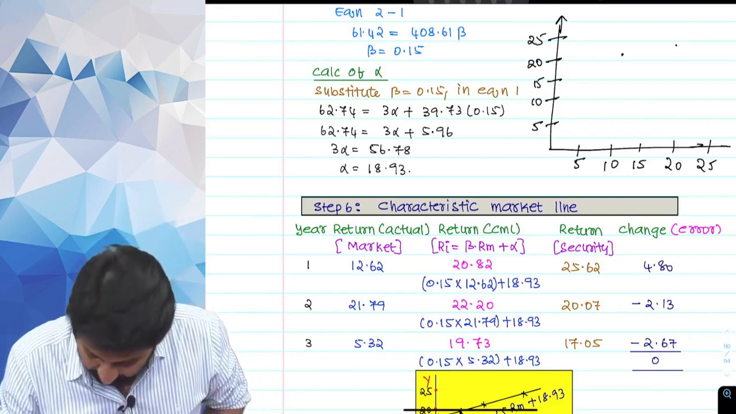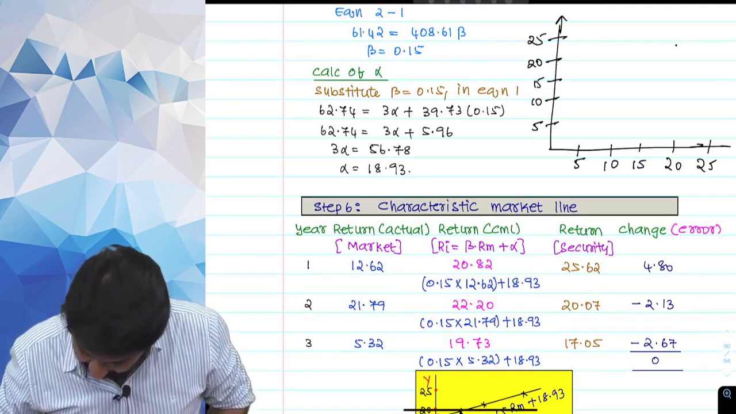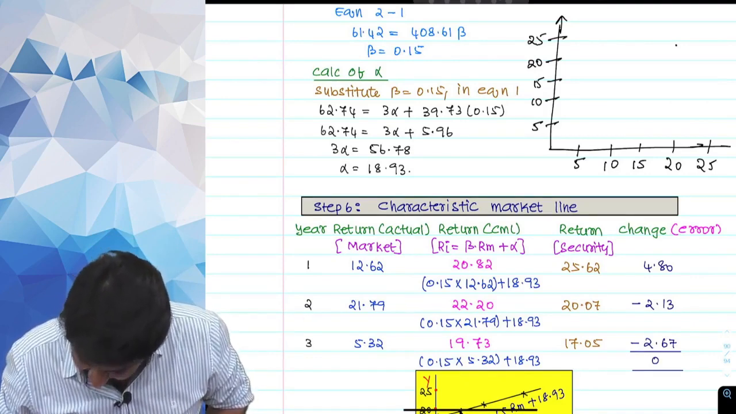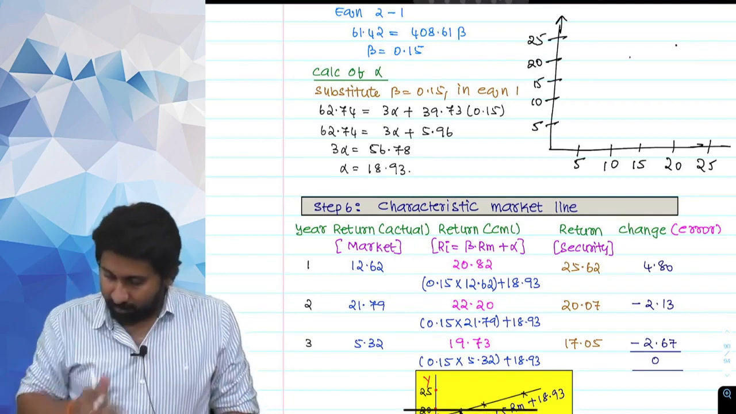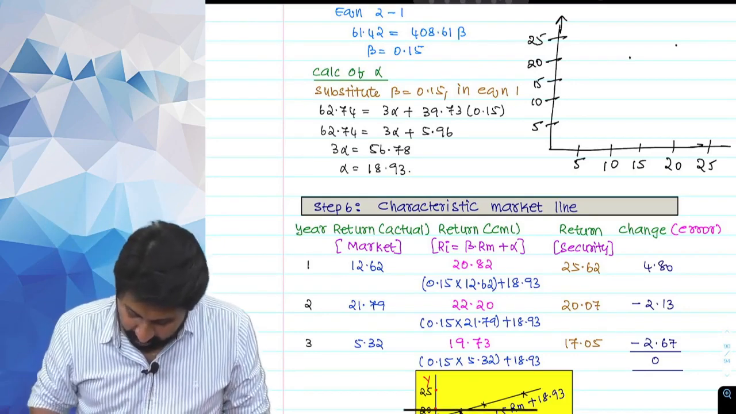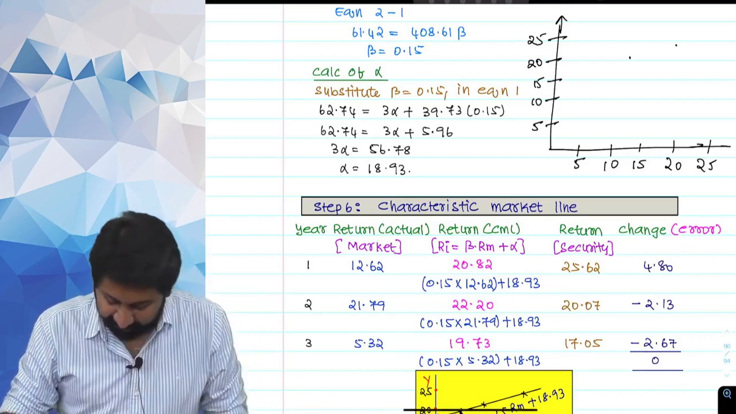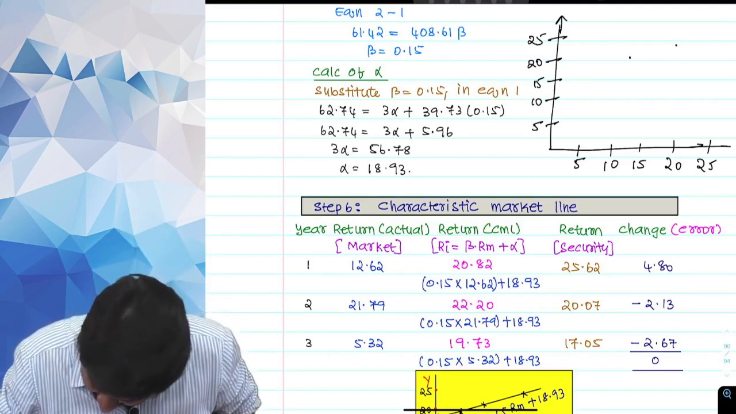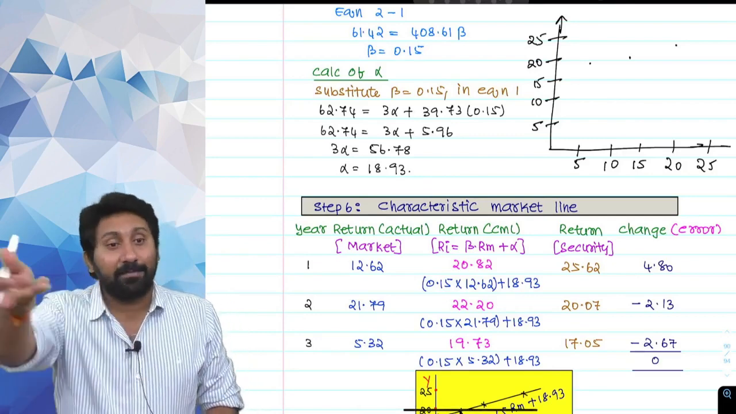So the first one is 12.62, 20.82. Now the third one is 5.32 and 19.73. Somewhere here. If you see, we have drawn randomly like this.